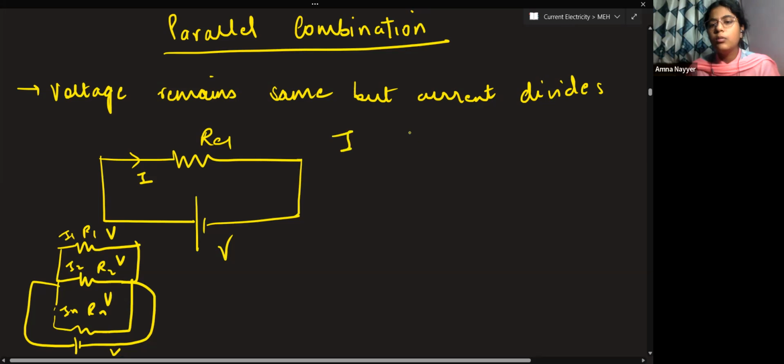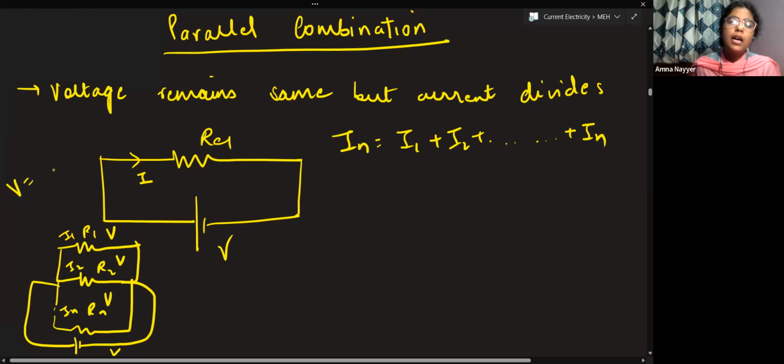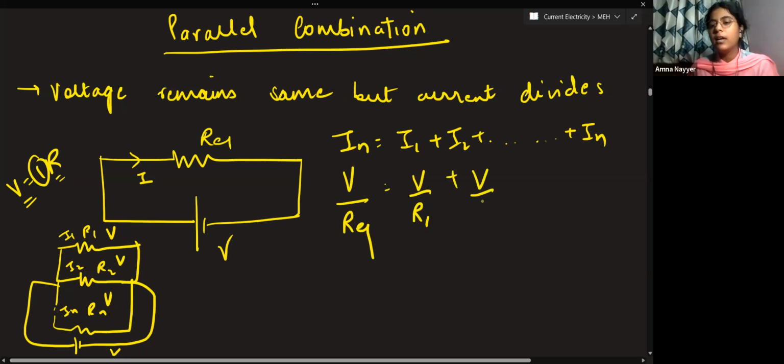IN will be equal to what? I1 plus I2 plus, it will keep on adding till the last one, the nth term. Now, if V is equal to IR, I will be equal to V divided by R. So that becomes V divided by R equivalent, equals V divided by R1 plus V divided by R2 plus up till V divided by Rn. Why did we write V the same?